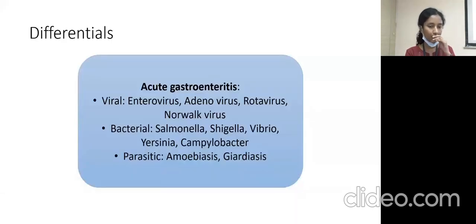The differentials we considered were predominantly acute gastroenteritis, which can either be viral, bacterial, or parasitic. So viral could have been enterovirus, adenovirus, rotavirus, or norovirus. Bacterial being Salmonella or Shigella, Vibrio, Yersinia, Campylobacter, and parasitic being amoebiasis or giardiasis.